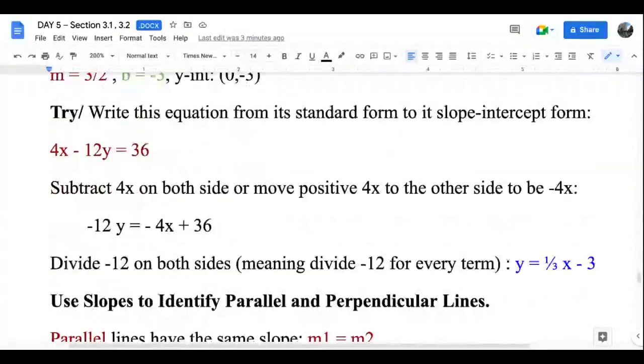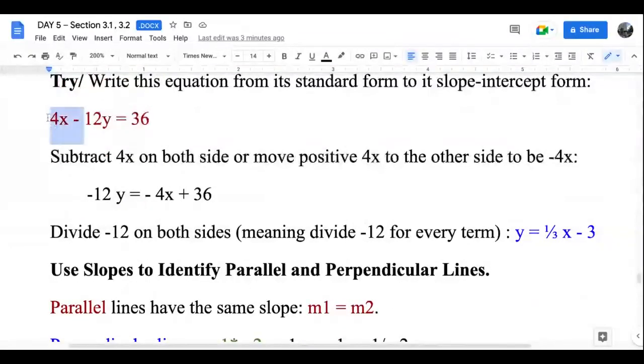Well, let's see this one. We have 4x minus 12y equals 36. We want to write it in slope-intercept form. What do we do? On the left-hand side we have two terms: positive 4x and negative 12y. Do not forget about this negative sign. The right-hand side has one term, positive 36.